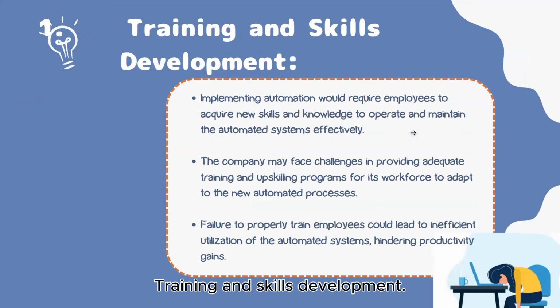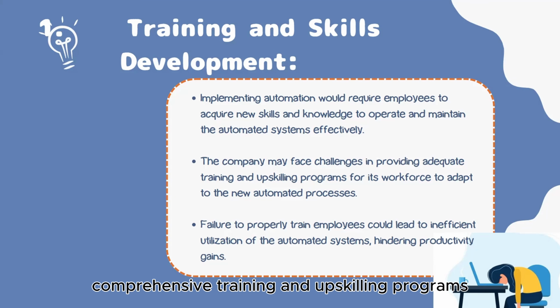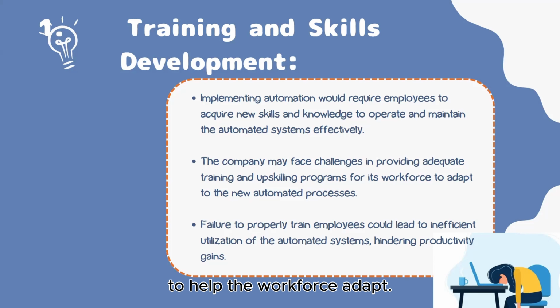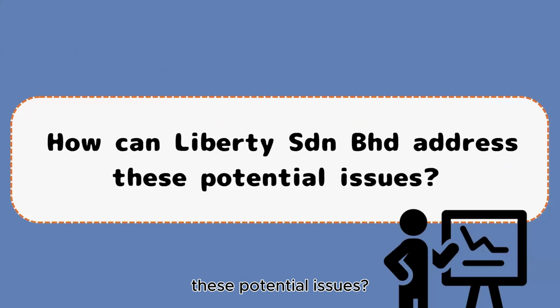Training and skills development. The second major challenge is ensuring that employees have the necessary skills to operate and maintain the new automated systems effectively. Implementing automation will require comprehensive training and upskilling programs to help the workforce adapt. Failure to invest properly in training could lead to inefficient utilization of the automated systems, hindering the productivity gains they aim to achieve. How can Liberty address these potential issues?